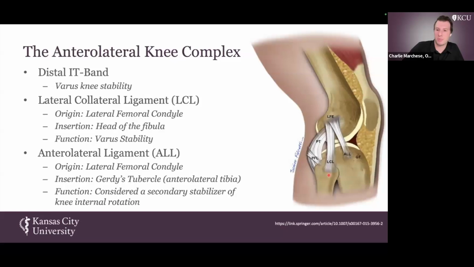And then the important structure on this slide and today is the anterolateral ligament, which is termed the ALL. This also originates in a similar spot as the LCL here on the lateral femoral condyle, but inserts more anteriorly into Gerdy's tubercle, which is on the anterolateral tibia. Now, the function of this ALL is considered to be a secondary stabilizer of knee internal rotation.